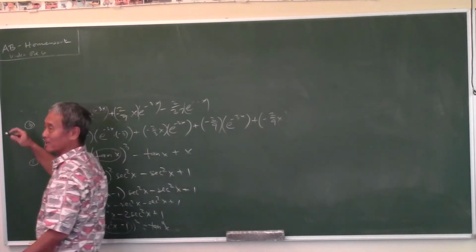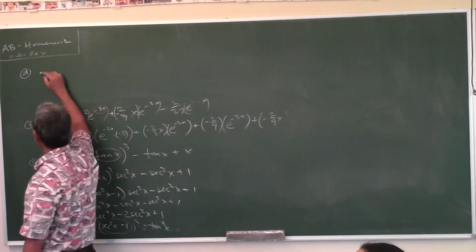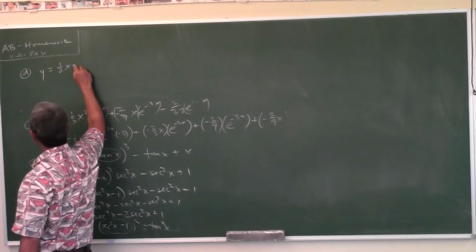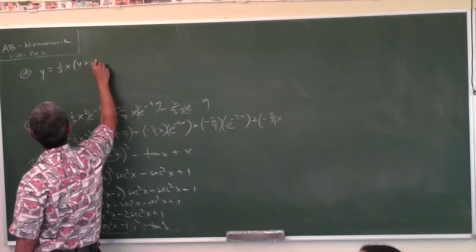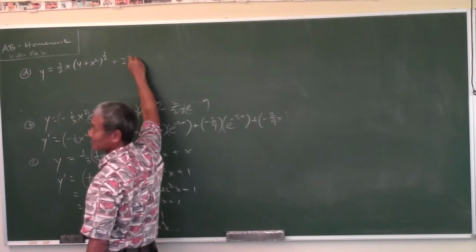Okay, moving on, D. Now, if you had problems with D, that's because I think it was the algebra. y equals, I'm gonna throw the 1/2 in the front like this. And I'm gonna rewrite the square root of 4 plus x squared as to the half. Did you guys do that? Yes.